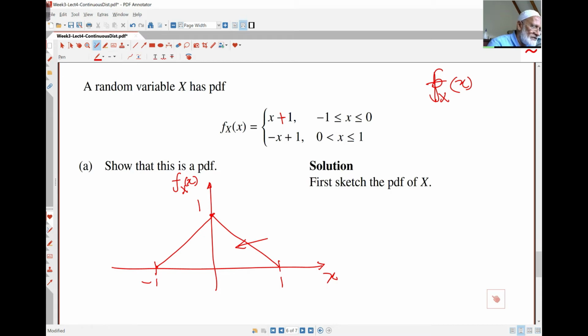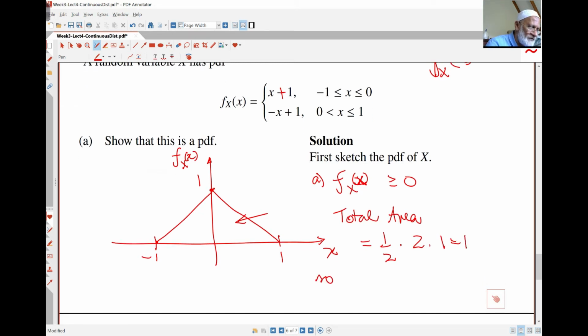To show this is a PDF, I've got to find the total area here. First of all, f of x is always bigger than or equal to 0, which is the first condition required. And the second part here is the total area. Now this is a triangle, and so it's half base times height. So there is a half. The base is 2, which is 1 on each side, and the height is 1. That comes to 1. So f is a PDF.